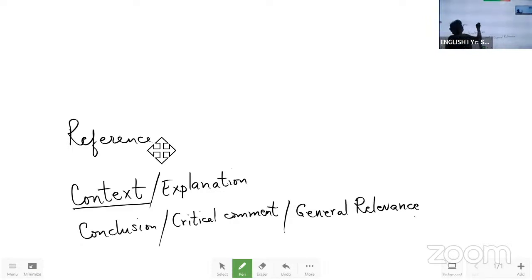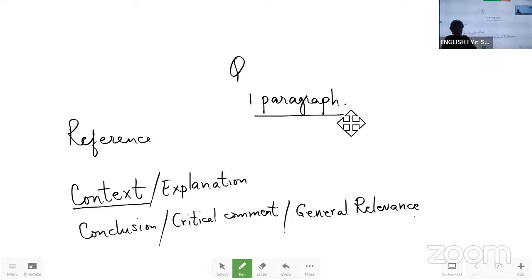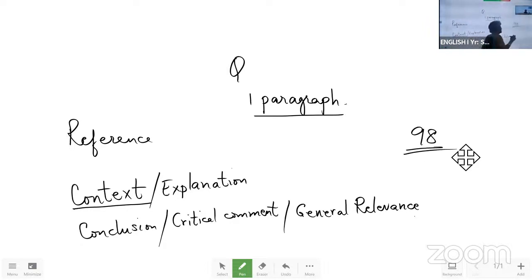Now, suppose the same thing comes as a question, just write it in one paragraph. What you have written in annotation, the same thing can be reproduced in one paragraph with a lot of punctuation. Like I said, concentrate on your punctuation and spelling. See that there is no grammatical error. I can promise you it is very easy for you to get 98 in English.